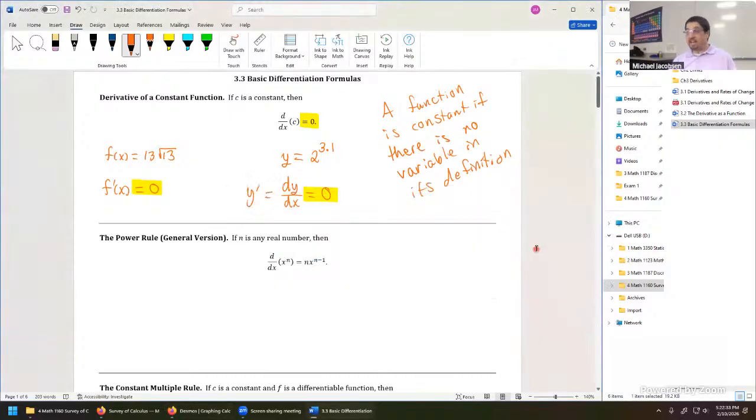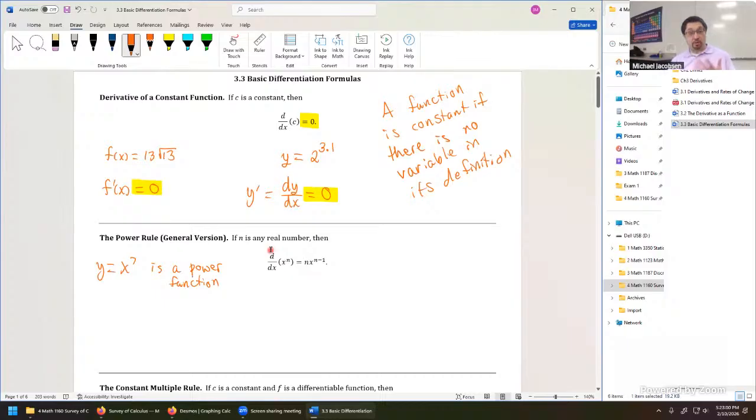Okay, the next most amazing rule beyond the constant function rule is the power rule. The reason it's called a power rule is because y equals, say, x to the power 7, for a specific example, is a power function, because it's just a variable raised to some specific power.